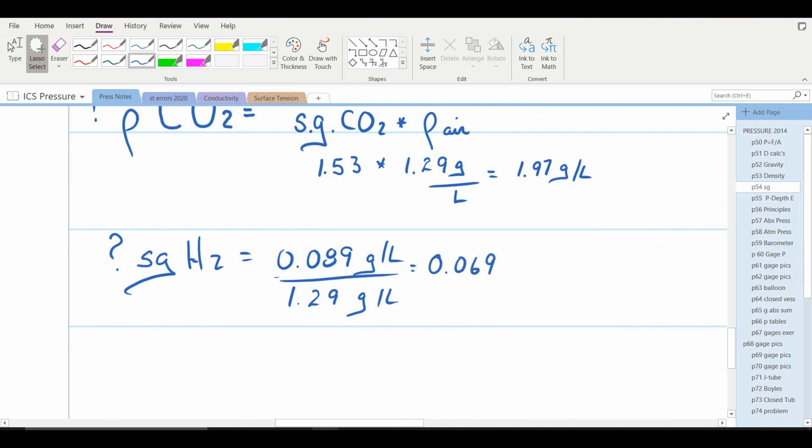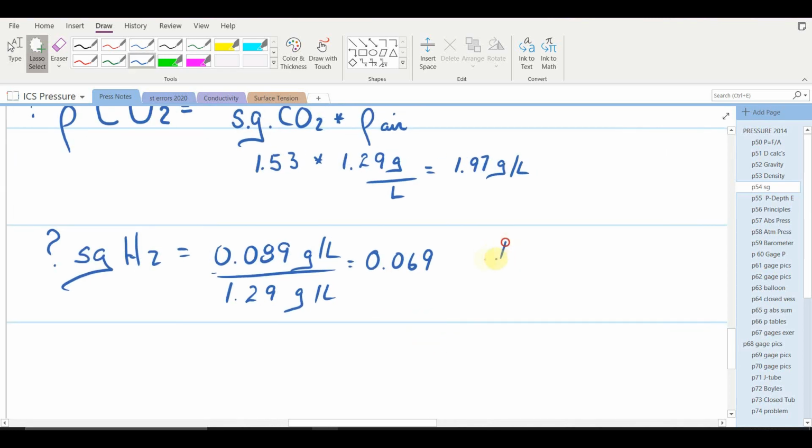So as a relative vapor density, what is that if I take the inverse, 1 over 0.069? Turns out to be about 14.5. We can say that air is 14 times denser than hydrogen, or hydrogen is 14.5 times less dense than air.